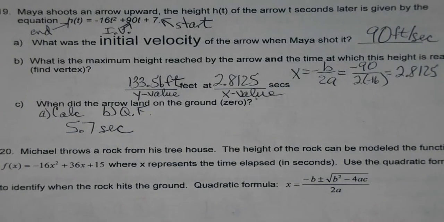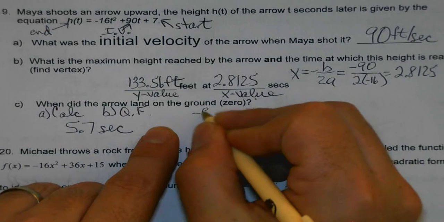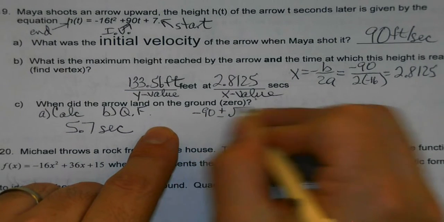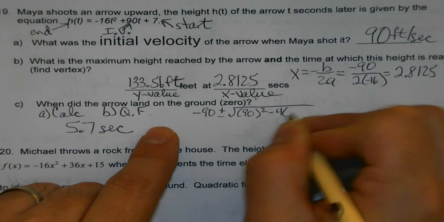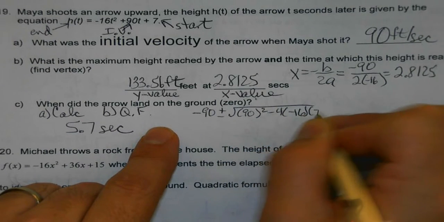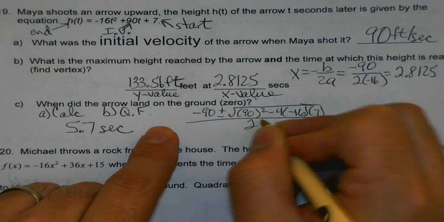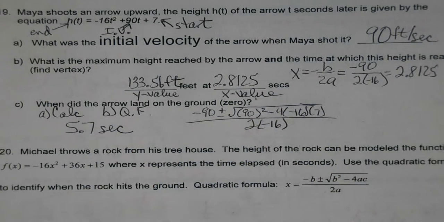What a coincidence. So the opposite of b, plus or minus the square root of b squared minus 4ac all over 2a.